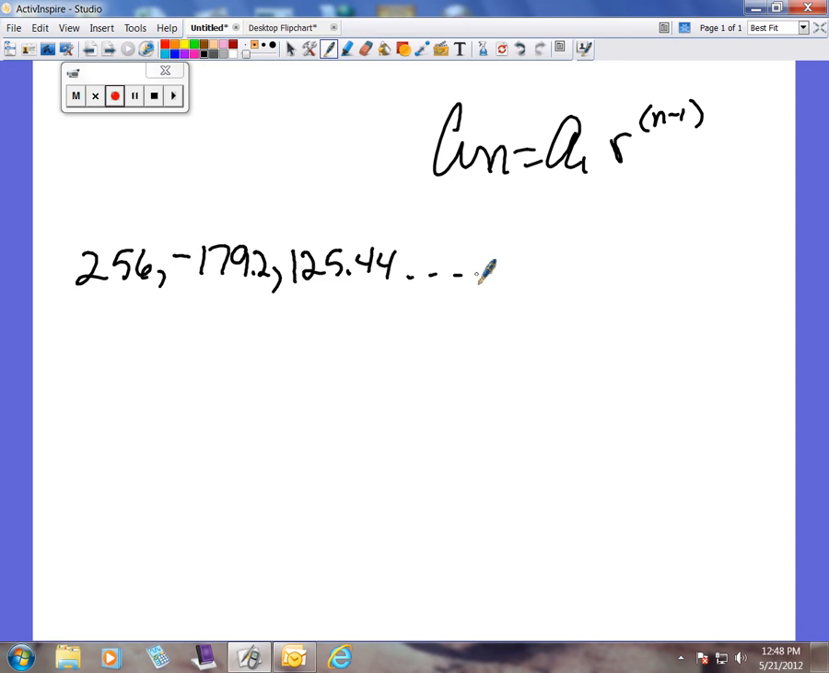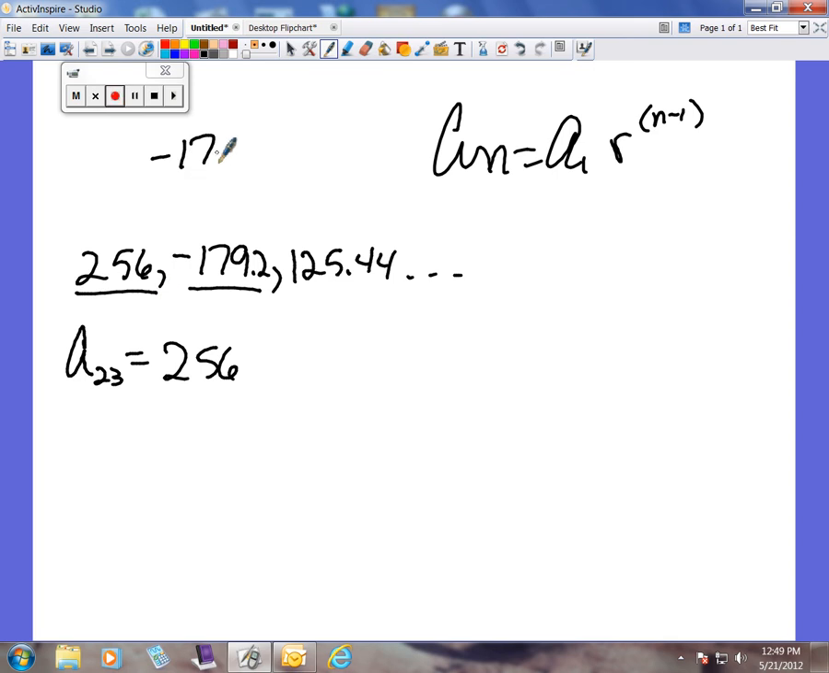Yeah. So remember, this is how you would write it. A sub 23 equals, we know the first term, a sub 1 up here, would be 256. And then we don't know R yet, so we need to figure that out. Remember how we found it before? I just showed you how to do it. Take a term and make a ratio with the one before it. So you could take negative 179.2 over 256. Actually, go ahead and divide that since we're doing decimals. Tell me what you get. Negative 0.7, yes.